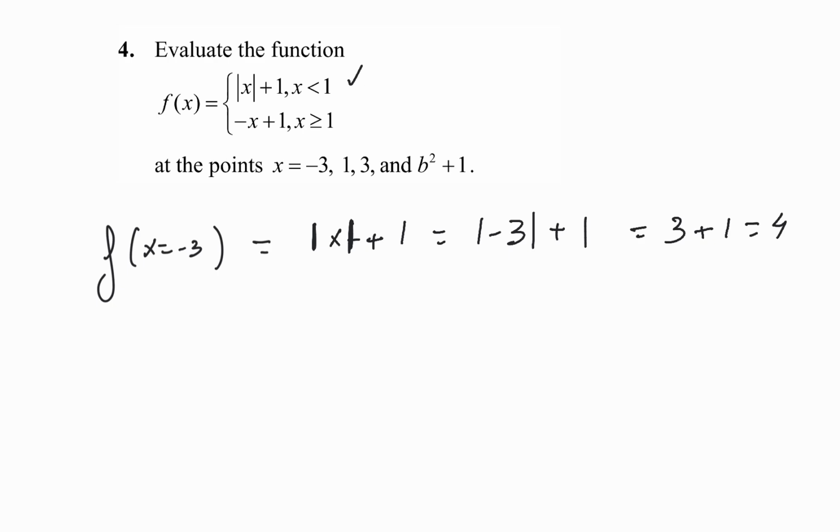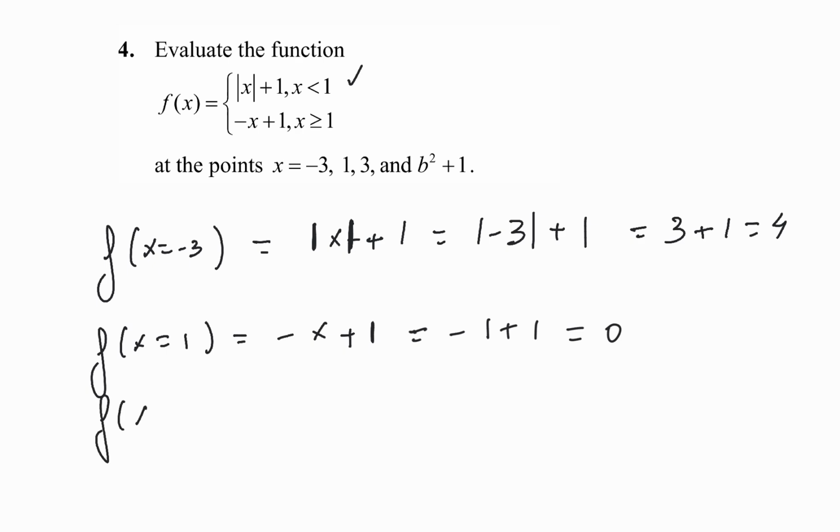The other point is f of x equal 1. f of x equal 1 is not in the first rule for the function, it is in the second, because you see the equal sign. When x equals 1, it will be minus 1 plus 1, so it will be 0. And what is f of 3? For the same thing, x is bigger than 1, so it will be minus 3 plus 1, and minus 3 plus 1 is minus 2.